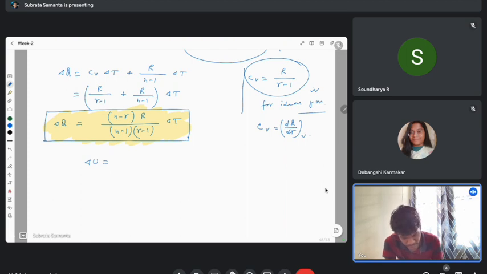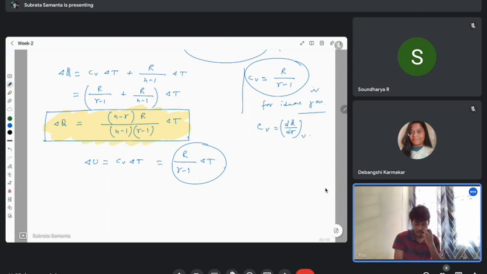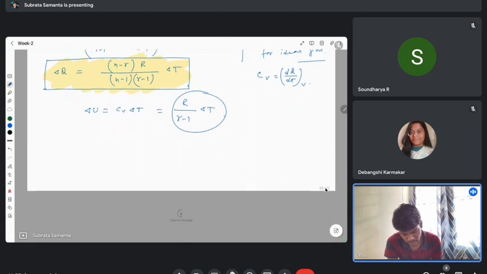If you calculate for an ideal gas, delta U is Cv delta T, right? In this case delta U, with Cv equal to R by gamma minus 1, times delta T. So this does not depend on the polytropic index n, right? But delta Q depends on the process, explicitly on the polytropic index n. So let's do some problems so that it becomes more clear.